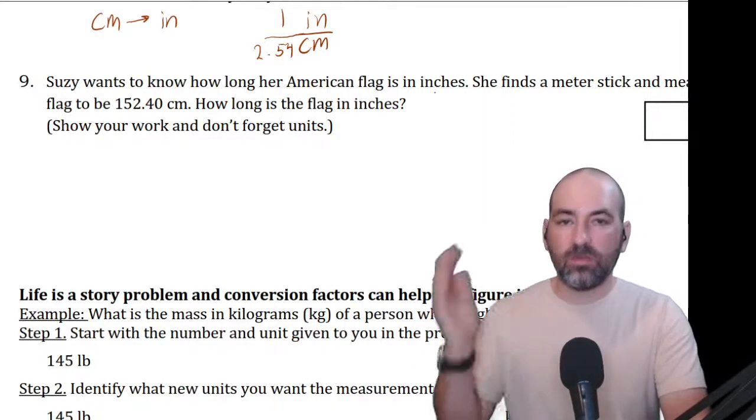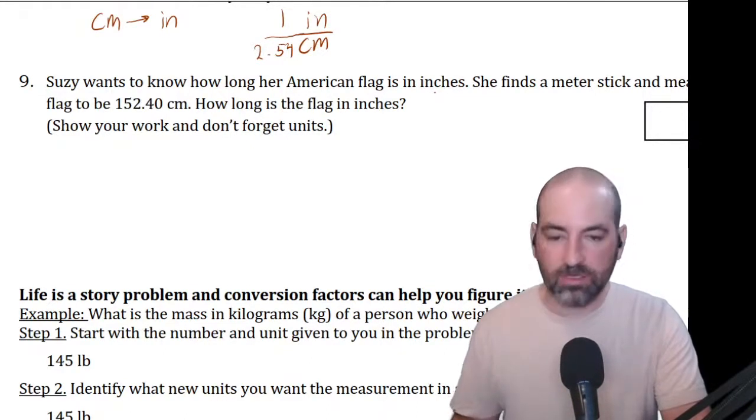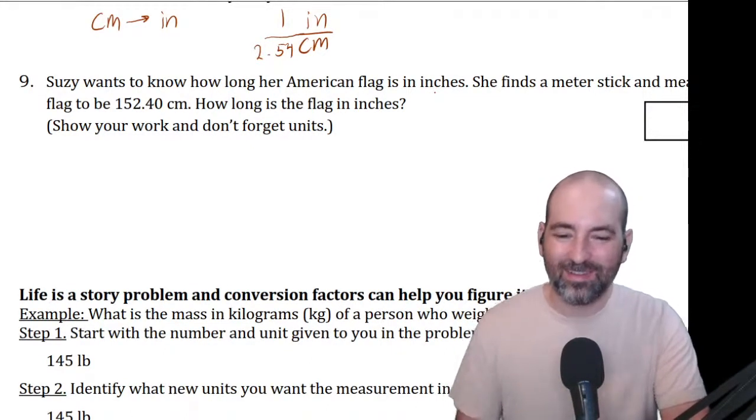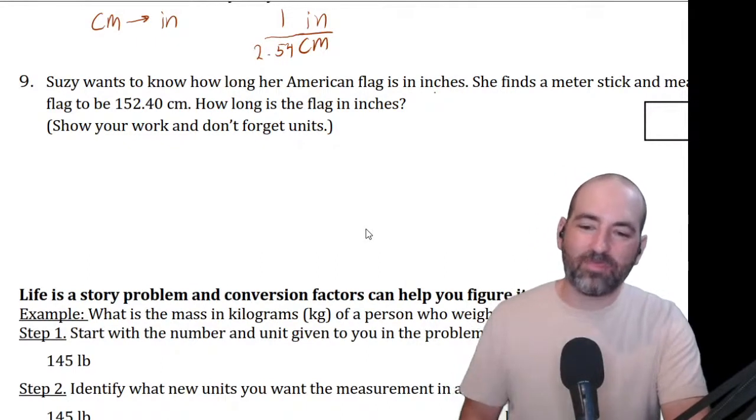But having the units in the right position is always going to give you the correct answer. I hope. I guess always is a strong word. All right, so let's try one.